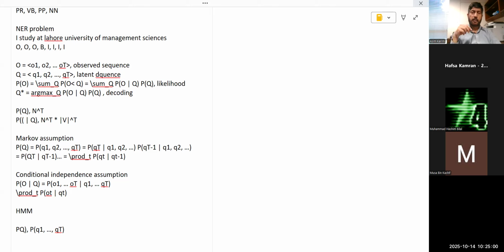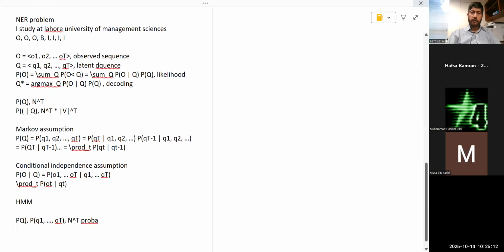Is that clear? So N raised to power T probabilities. But if you make the simplifying assumption, जो हमने ऊपर की है, then this actually reduces to Qt given Qt minus 1. So here you actually only need N square probabilities. So this is the simplification. N raised to power of T के बजाय N square हो गया. T is kind of a parameter of the model and can be very large. Now you have just a constant, 2 above it.